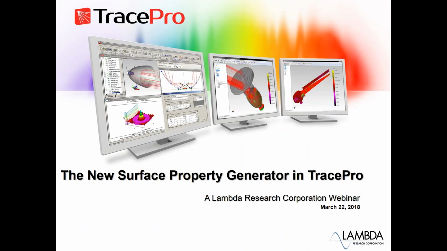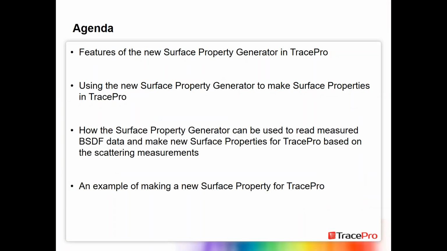So with that out of the way, let's actually start with today's webinar. As I mentioned earlier, it's going to be on the new surface property generator tool that's featured in TracePro now. The agenda for today: we'll look at some of the features of the new surface property generator in TracePro. We will also talk about using the new surface property generator to make surface properties. We'll show you how you can use the new generator to read BSDF data, so measured scatter data, and then make a surface property for TracePro based on the scattering measurements. We'll also show an example of making some new surface properties in TracePro.